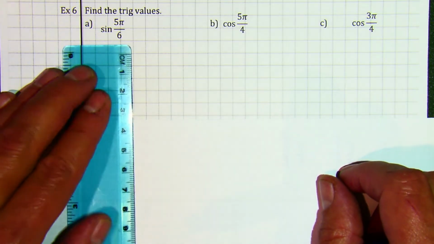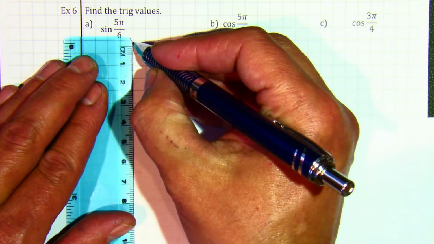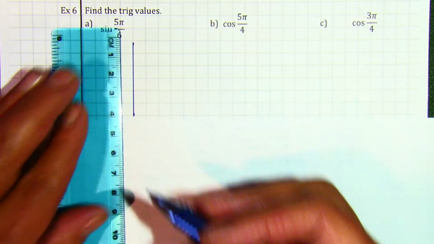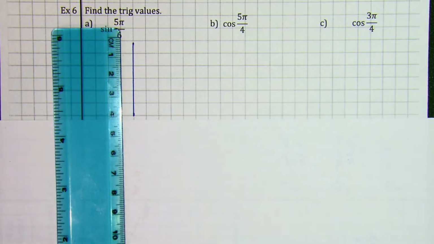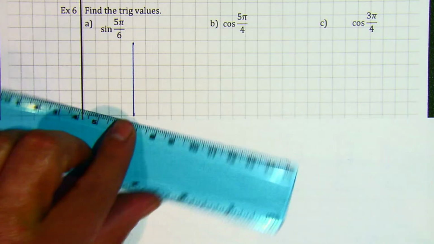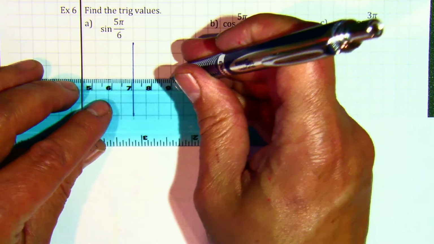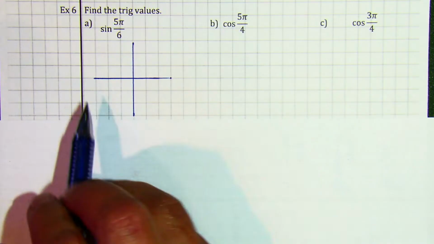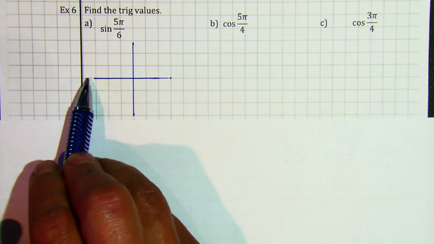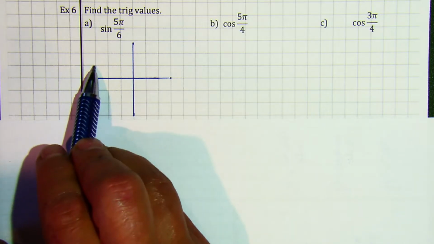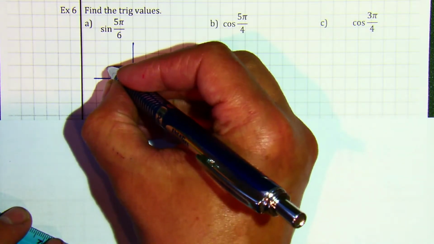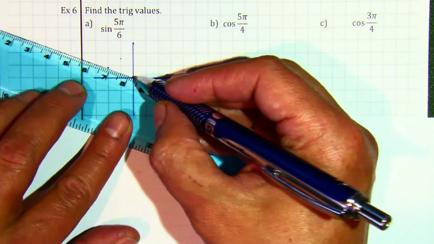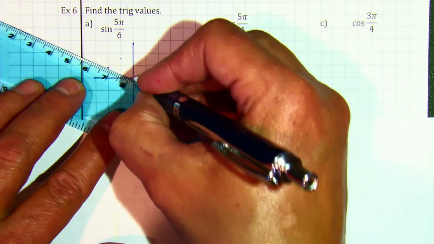So now, for sine of 5 pi over 6, I'm going to make a quick 3 by 3. And first I need to be able to locate where 5 pi over 6 is. Well, I know that this is 6 over 6, correct? So 5 will be 1/6 less. So I'll place my 2 dashes, and this will be 5 pi over 6.